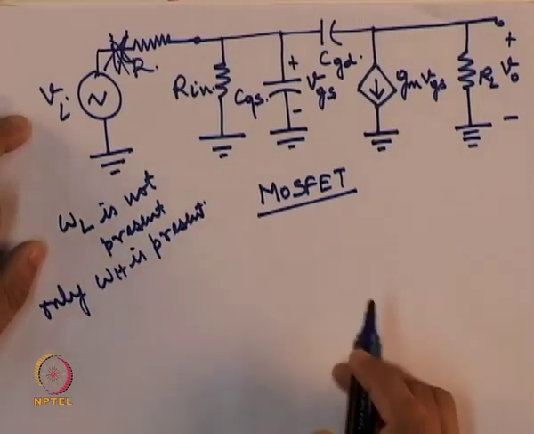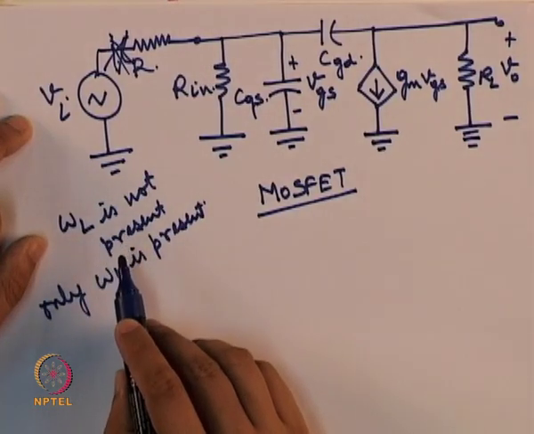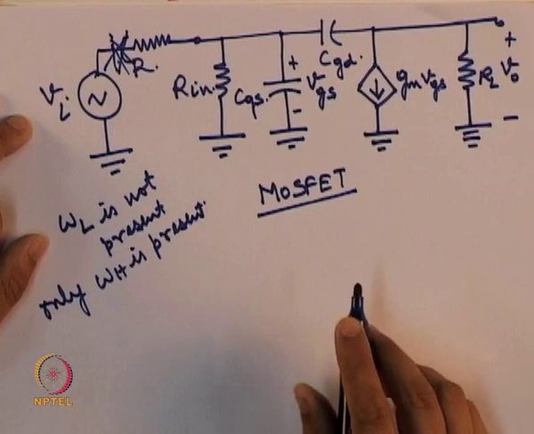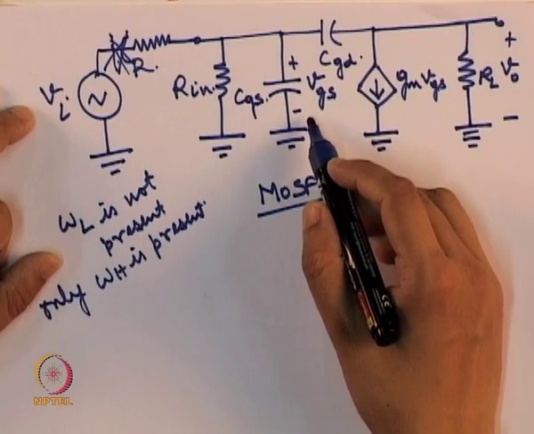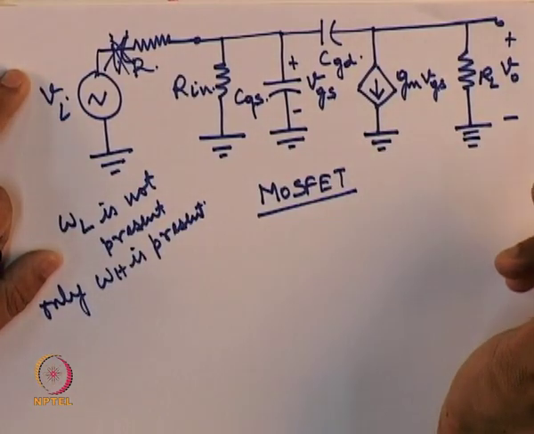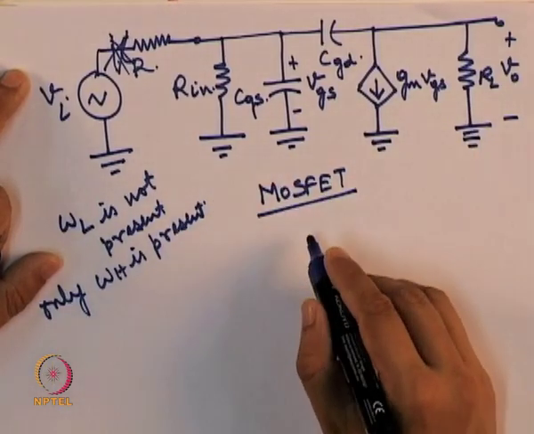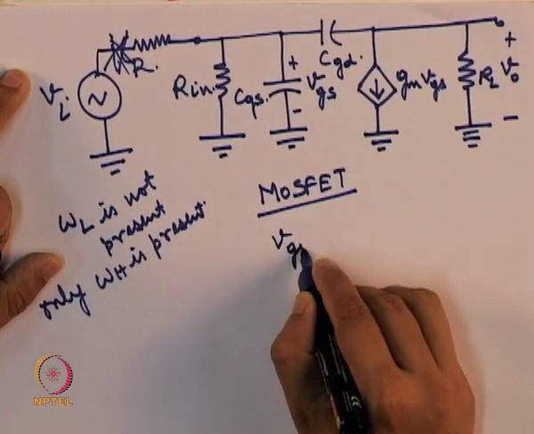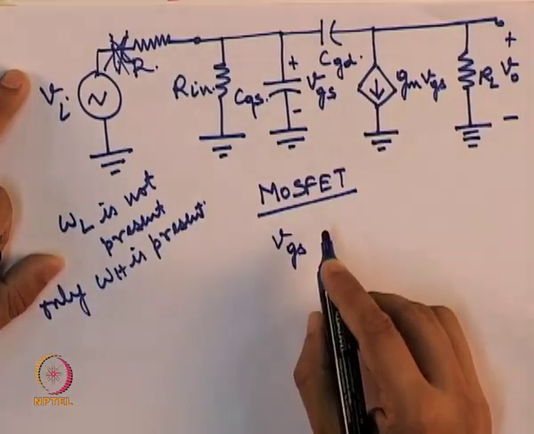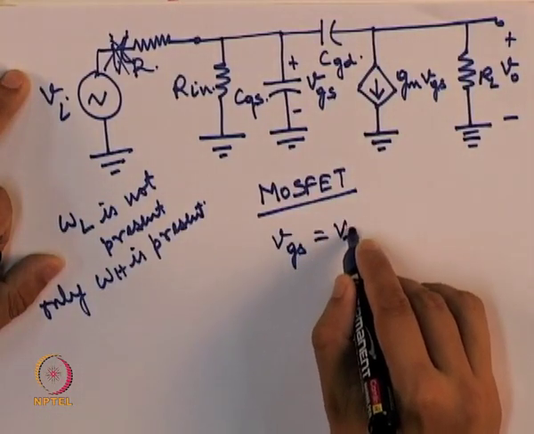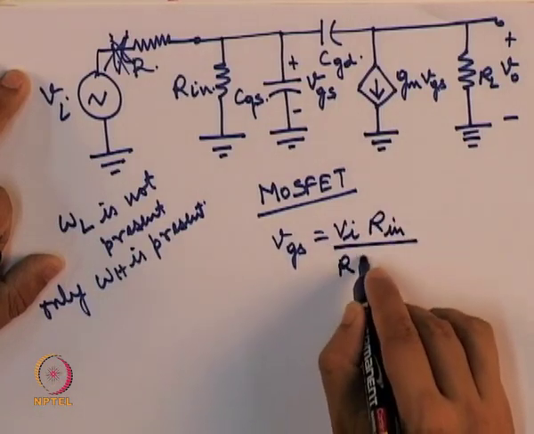Now that only omega H is present, what is the midband gain or the DC gain? For calculating the DC gain, you open all the capacitors, as if the capacitors are not present, and then find VO upon VI. So, in the absence of any capacitor, VGS is given by VI times R in upon (R plus R in).